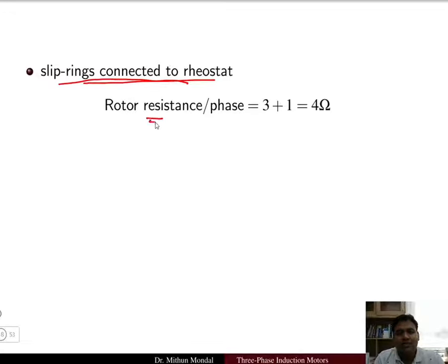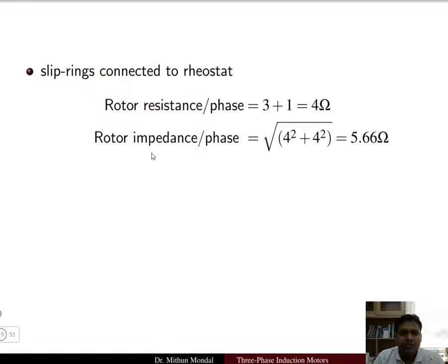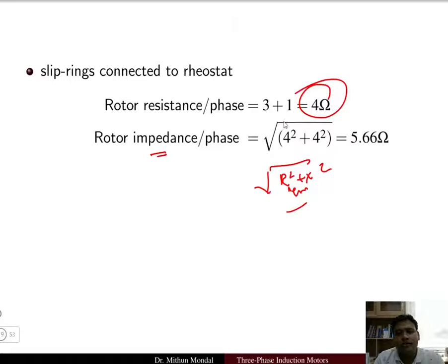Now, when slip rings are connected to an external resistance through a star connected rheostat, the rotor resistance has increased. We have a resistance of 3 ohm which is added to the existing 1 ohm, so it becomes 4 ohm resistance. Now the impedance we calculate as under root of R square plus X square. Here the new R is 4 ohms, as calculated with the rheostat connected. This gives 5.66 ohms as the impedance per phase.